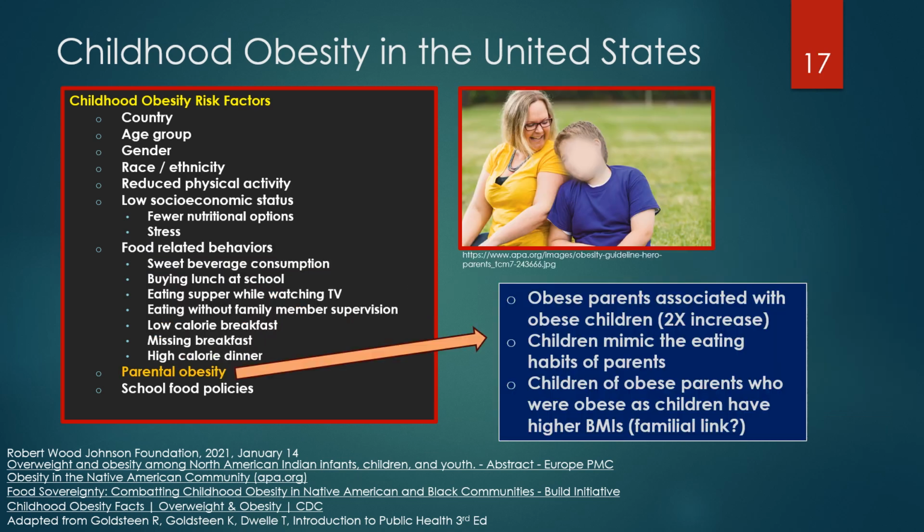If a parent is obese, their children have double the chance of also being obese. Children mimic the eating habits of their parents. There may also be a familial link, since children of parents who were obese as kids tend to have high BMIs.